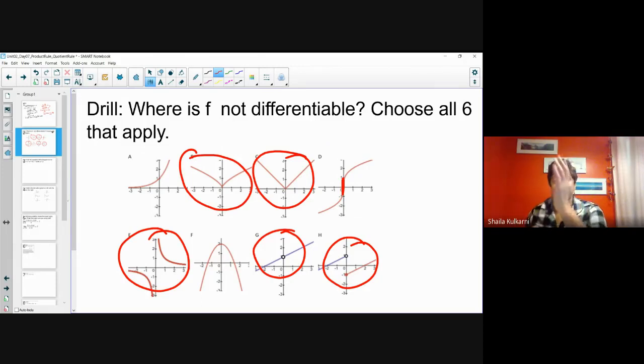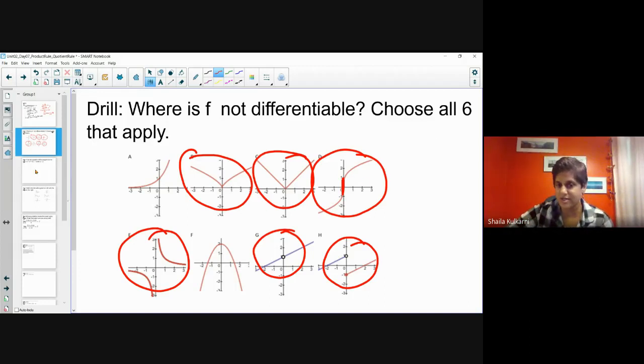A derivative is a slope. So when you're going straight up and down, that is undefined. So this is not able to find a value of the derivative because it is undefined. So we have 6 examples right there. So that was the graphical example.